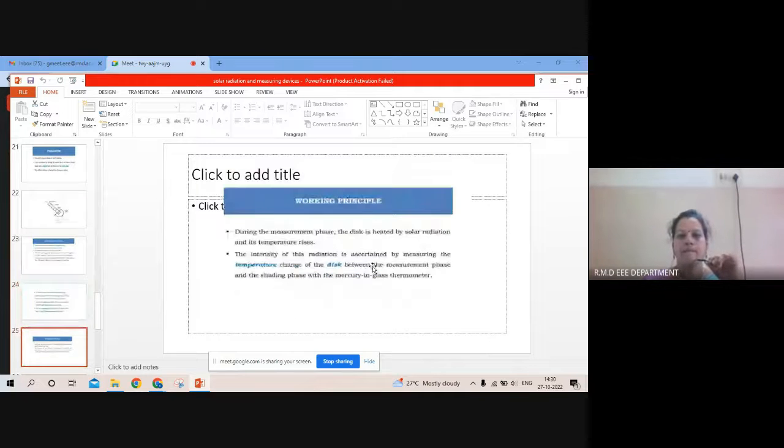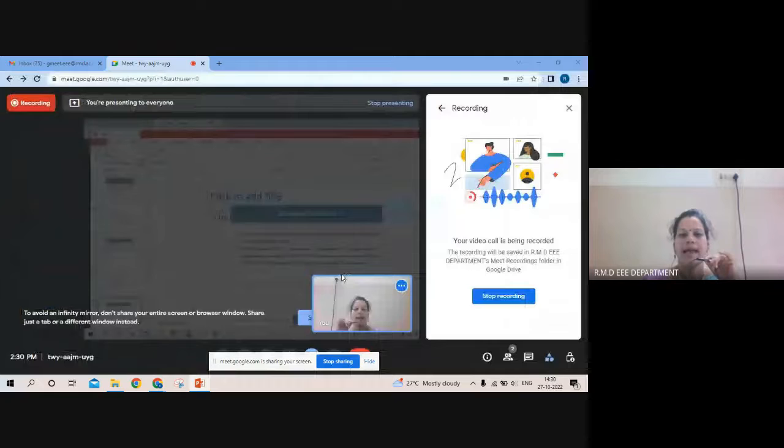And how it works: during the measurement phase, the disc is heated by the solar radiation. Whenever the sun's heat falls on the disc, it gets heated by the solar radiation, and obviously the temperature rises. And the intensity of the radiation is measured by means of the temperature rise of the disc. So this is how the measurement is done.